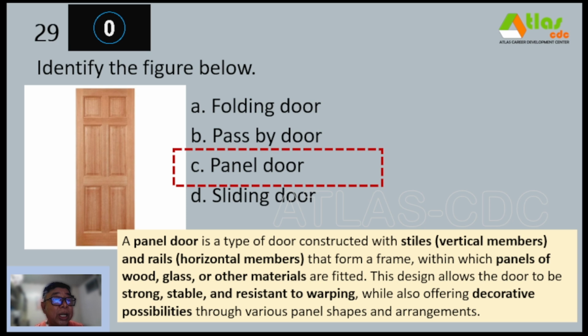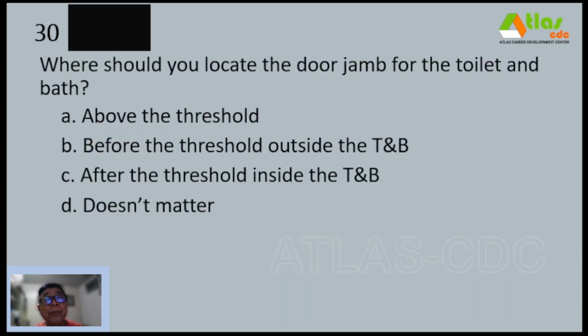And lastly, number 30, where should you locate the door jamb for the toilet and bath? A. Above the threshold. B. Before the threshold, outside the T&B. C. After the threshold, inside the T&B. And D. Doesn't matter.